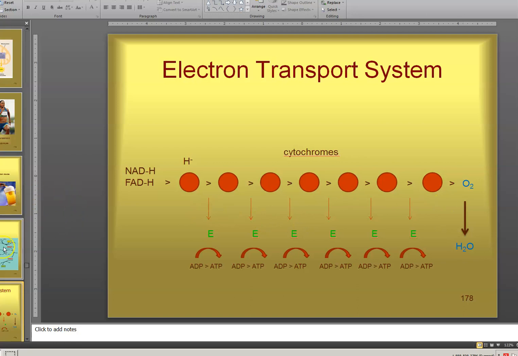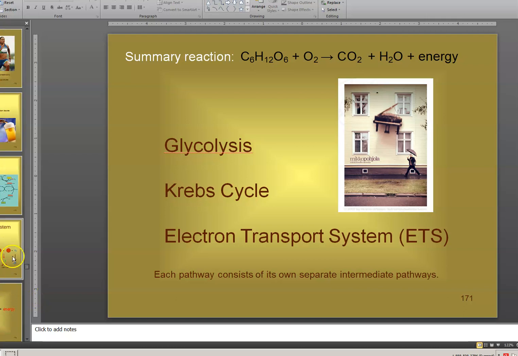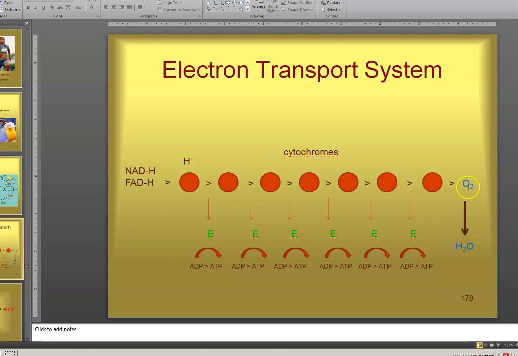So what have we accounted for here? Let's go back to this reaction. We started with a molecule of glucose. The oxygen here is the oxygen right here in the cytochrome system. The oxygen that we inhale that allows the cytochrome system to dump its hydrogens and continue. Well, that's what I was going to point out.